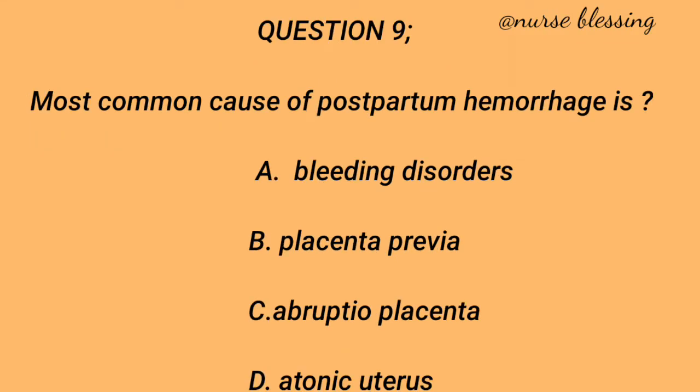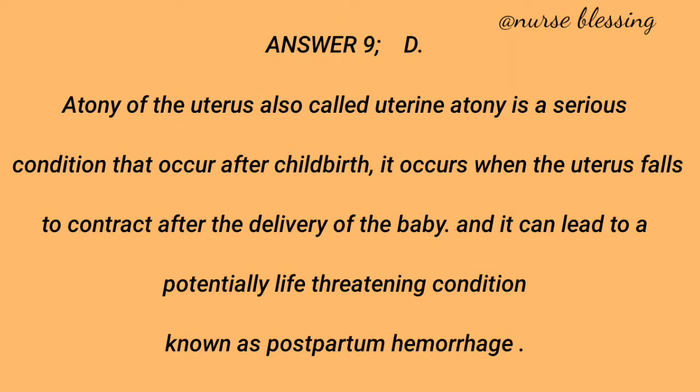Question 9. Most common cause of postpartum hemorrhage is A. Bleeding disorders, B. Placenta previa, C. Abruptio placenta, D. Atonic uterus. Answer 9, D. Atony of the uterus, also called uterine atony, is a serious condition that occurs after childbirth. It occurs when the uterus fails to contract after the delivery of the baby, and it can lead to a potentially life-threatening condition known as postpartum hemorrhage.